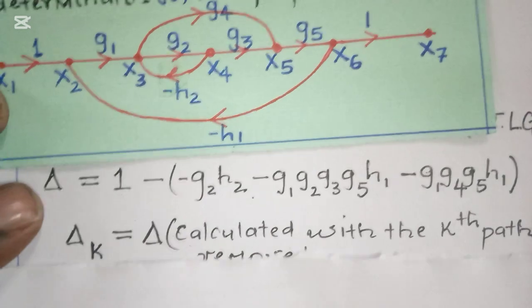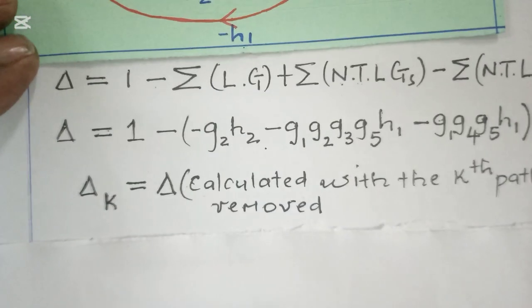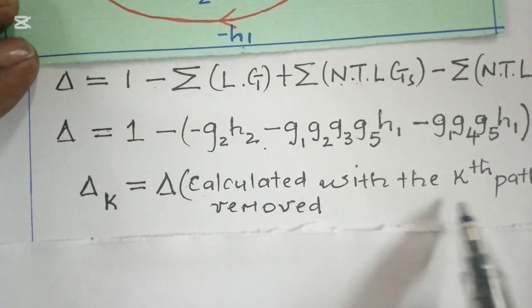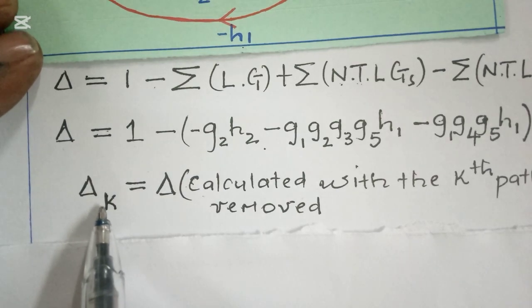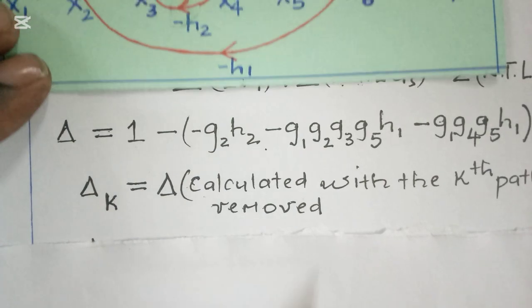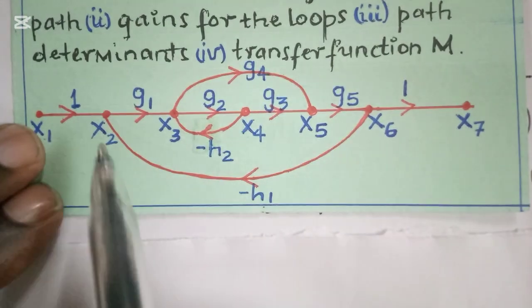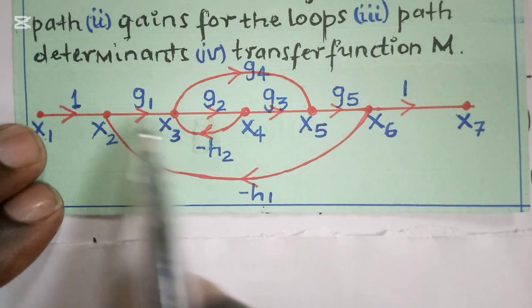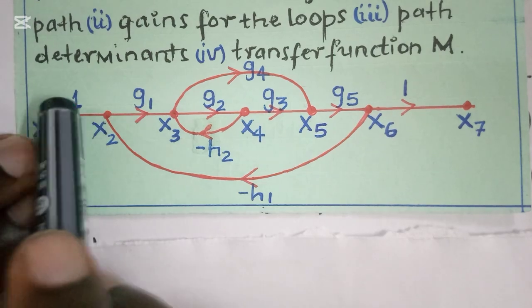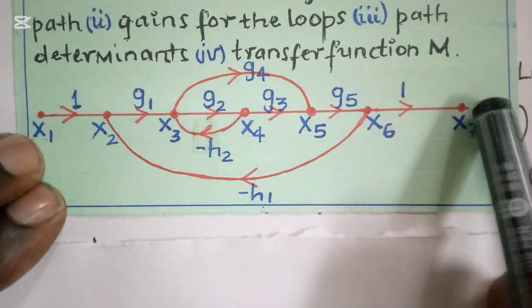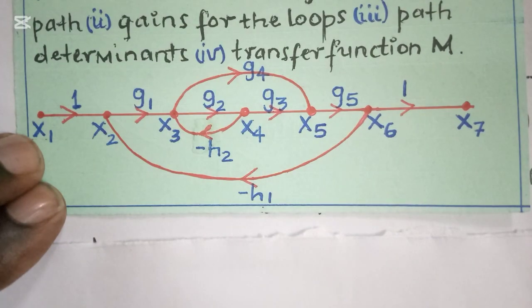Now coming to delta k. Delta k is calculated with the kth path removed. We have two paths, path 1 and path 2. So we come to path 1. As we go through path 1, we remove all of this, that means we label that path, and then from there we check if there is any loop.